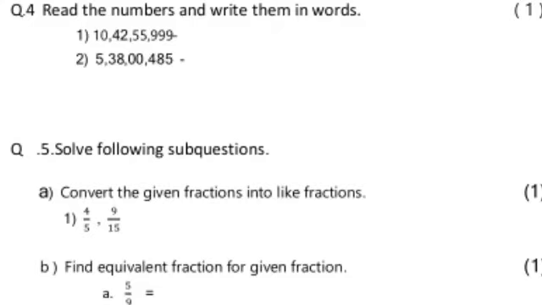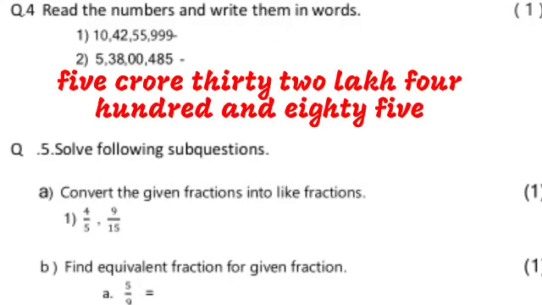And we write the numbers like this. 5 crore 32 lakhs 485. Spellings also have to be correct.